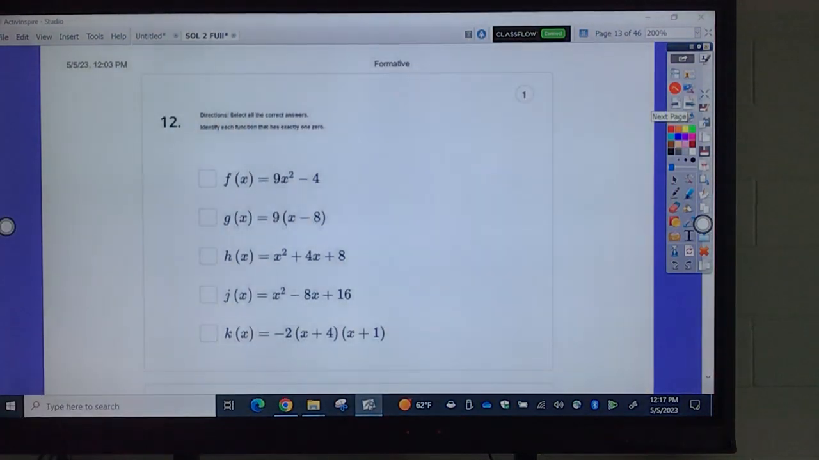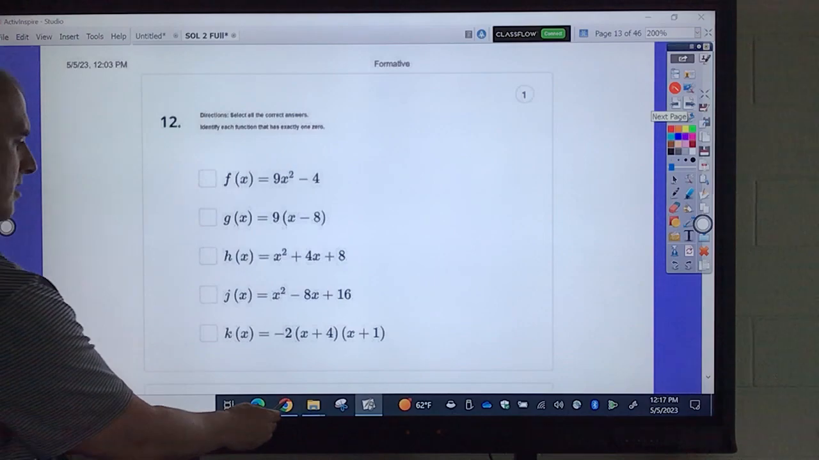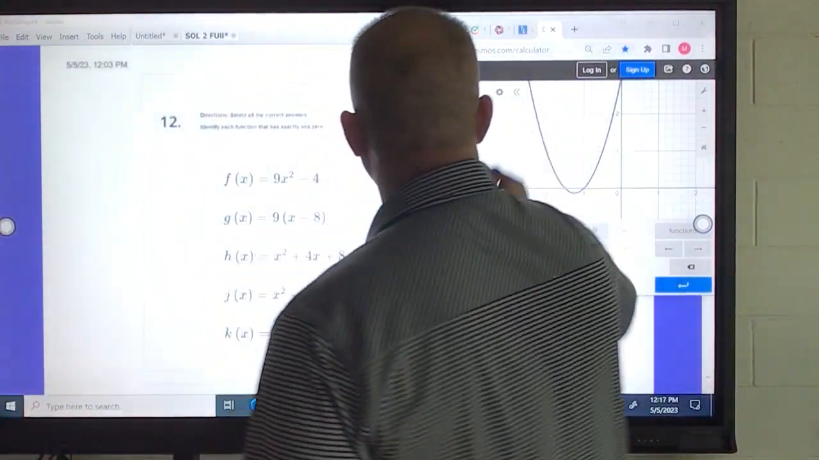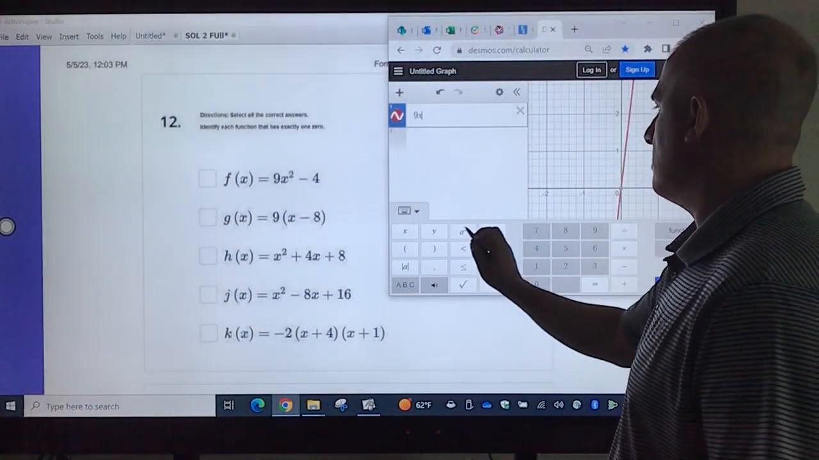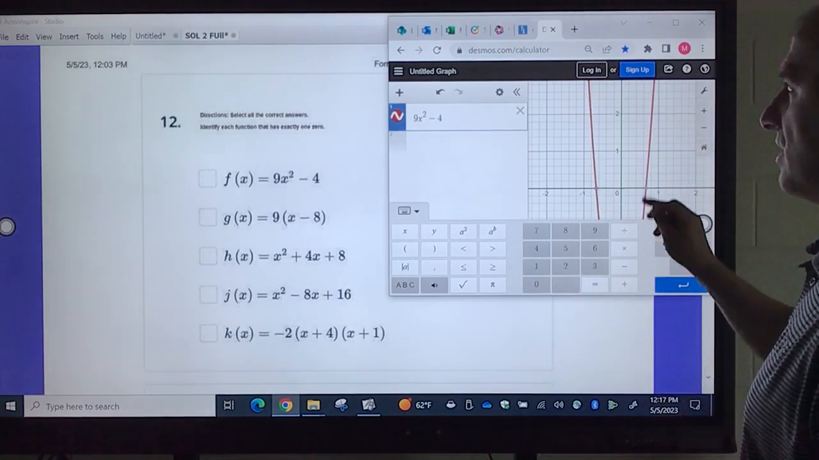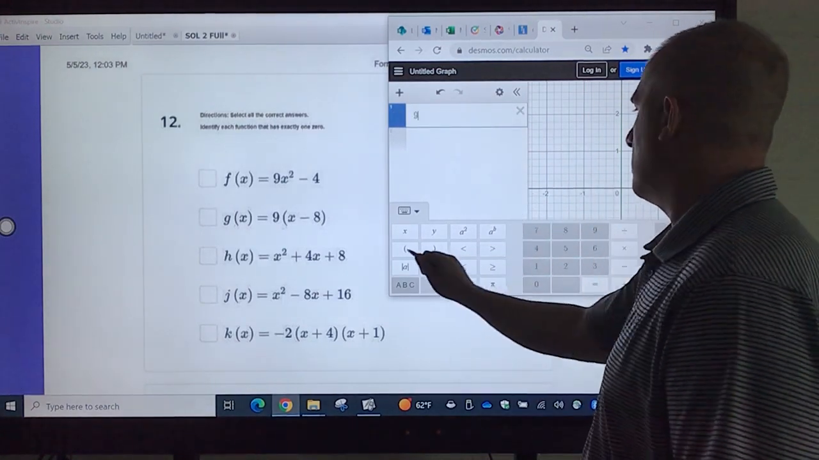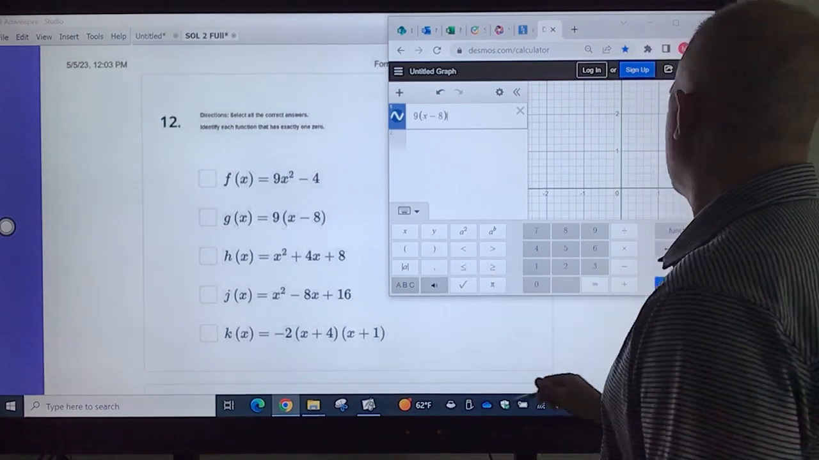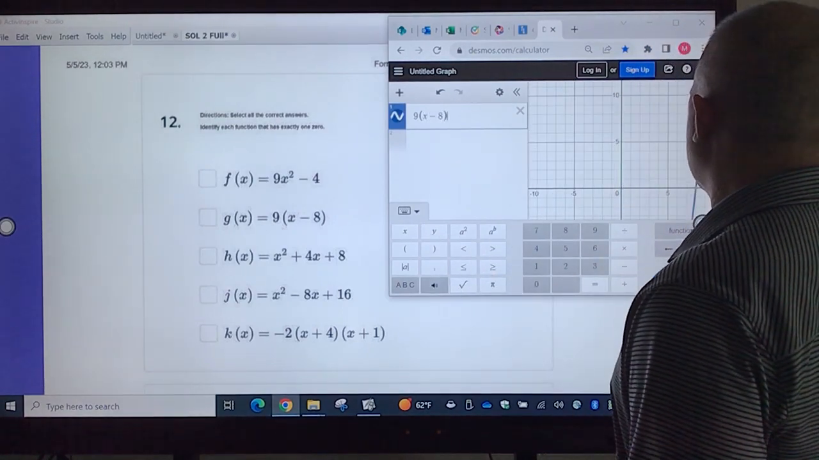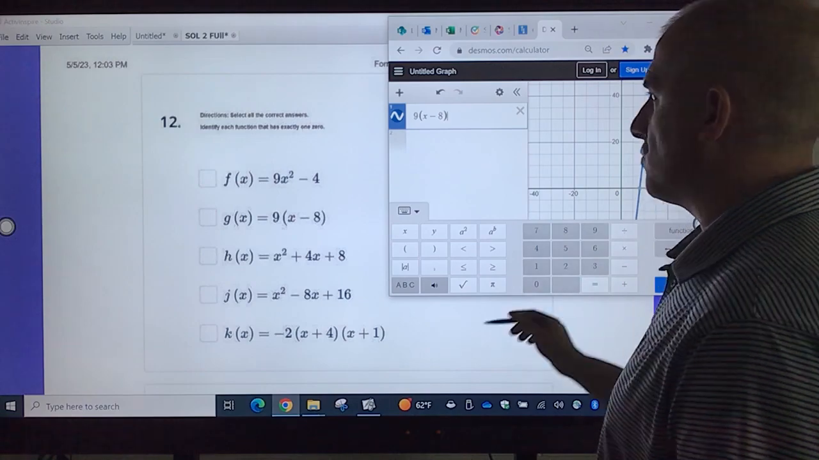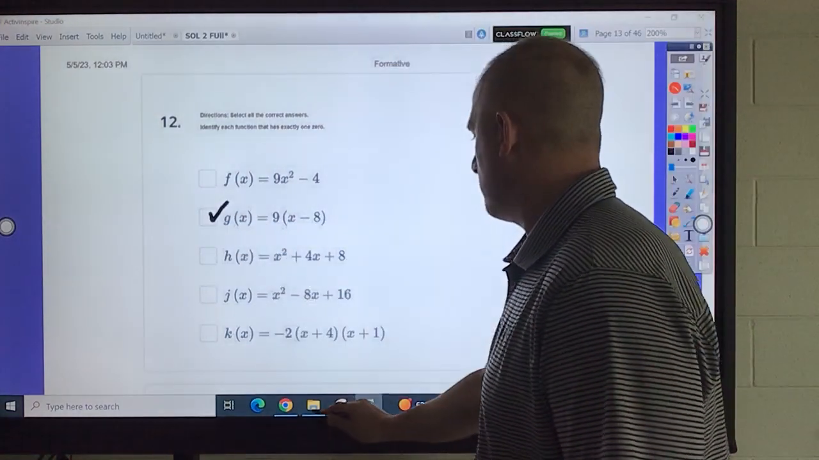Question 12. Select all the correct answers. I have exactly 1 zero. So what I want to do with all these, this is really easy. Just got to type these in. This has 2, so that's not what I want. This one has 1, so that's a possibility.